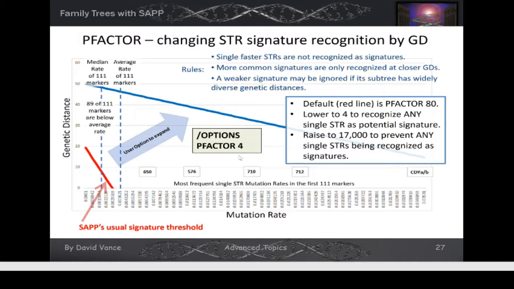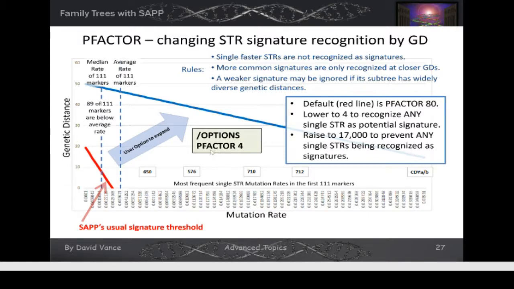If you drop that factor down to 4, it will actually relax this line all the way up to the blue line, and that will recognize any single STR as a possible signature. If you raise it, you can raise it up to infinity, but if you raised it all the way up to 17,000, that would draw this line so restrictive down here that no single STR would get recognized as a signature. It would still recognize doubles or triples or quadruples or any signature that's made up of 2 or more STRs, but not one single one.